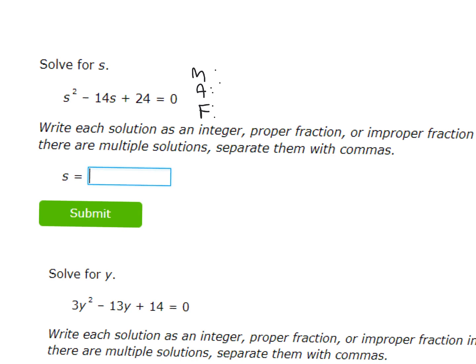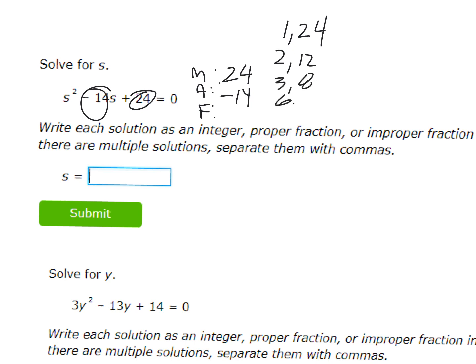The number by itself is what the two numbers I'm looking for multiply to be. They multiply to be 24 and add to be negative 14. I'm not going to pull up the factor sheet. I'm just going to list these. These are all the factors of 24: 3 and 8, 6 and 4. I am looking for the two factors that multiply to be 24 and add to be negative 14. Well, first off, since they multiply to be positive and add to be negative, they both have to be negative. So I'm going to make these all negative.